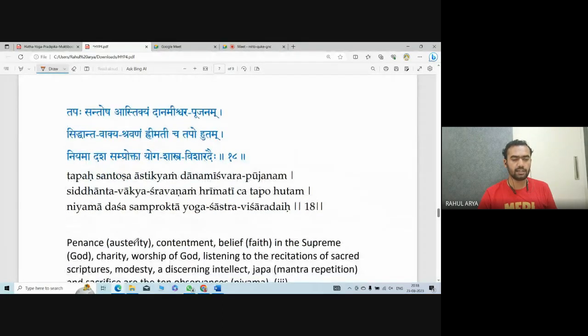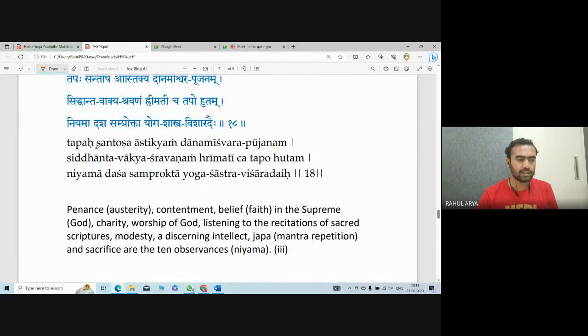So the next verse is about the niyama. In total, 10 niyama are mentioned here. Tapa, santosha, astikyam, dana, ishwara pujanam, siddhanta vakya shravanam, hri, mati, japa, hutam. Niyama dasa samproktah, yoga shastra visharadaih.